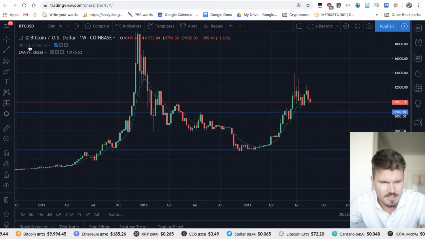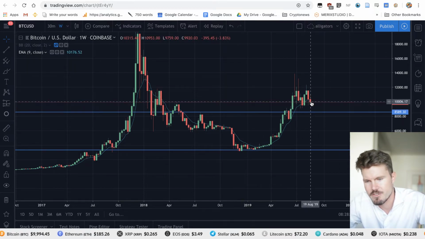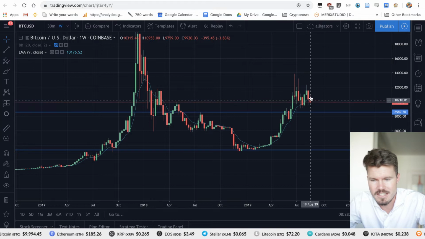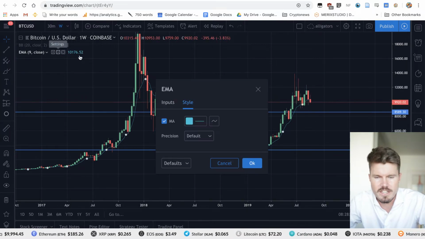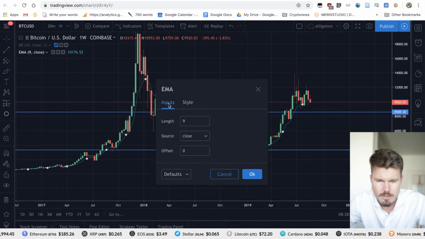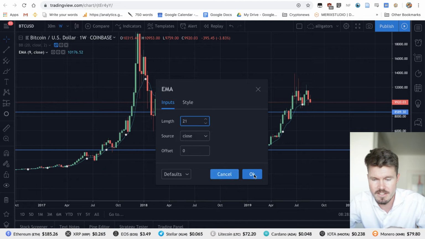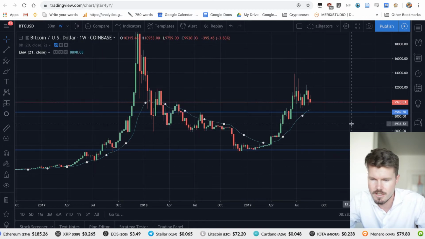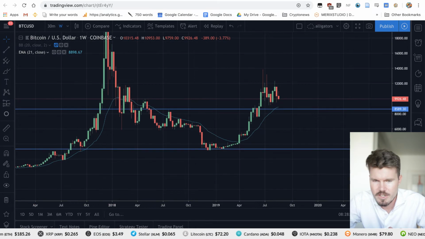At the moment it's set to 9 periods. So basically the exponential moving average takes the average of the last 9 candles, but we would not like 9, we would like 21. So 21 means it's going to be a much slower moving average than the 9 period moving average. All right, so here we've got the exponential moving average.